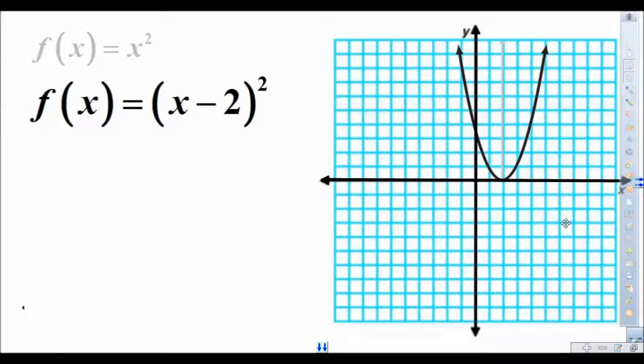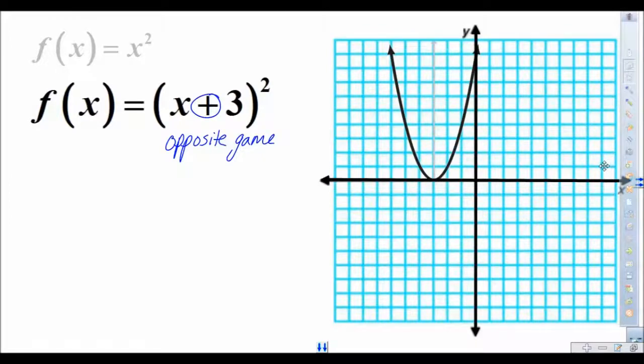Now when we started adding and subtracting values that were inside parentheses, in other words before we squared the values, what that created was a horizontal translation. And remember, that created the opposite game. Remember we said that with parabola graphing there was an opposite and same game going on. Whatever this sign was, we were going to go in the opposite direction. So if it said minus 2, we were going to go to the right 2 and have that vertex right here at 2, 0. If we change it to a plus sign, and now it says x plus 3 squared, we're going to move it to the left 3 units, as you can see.